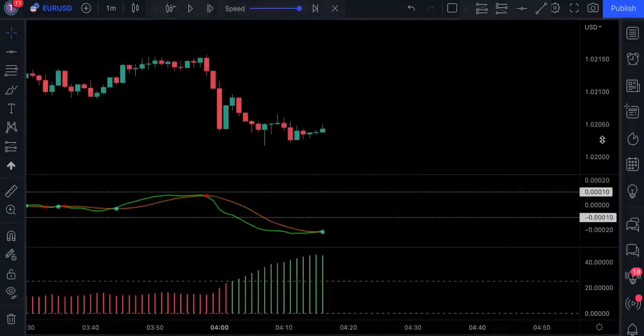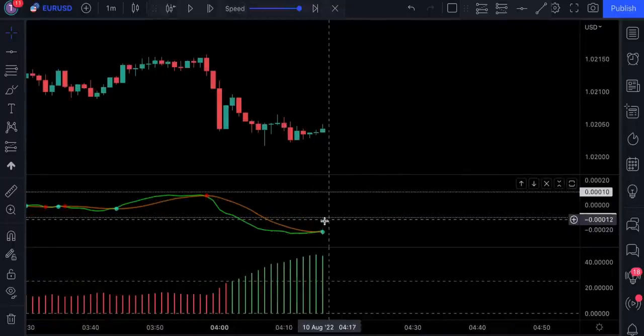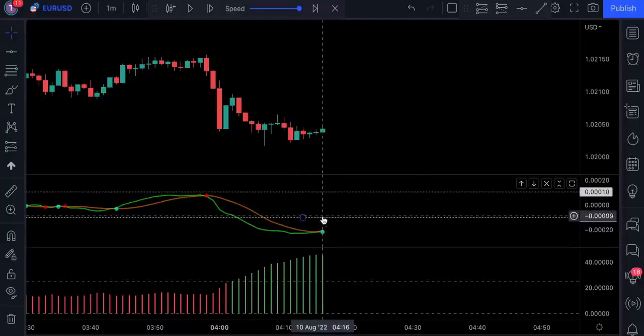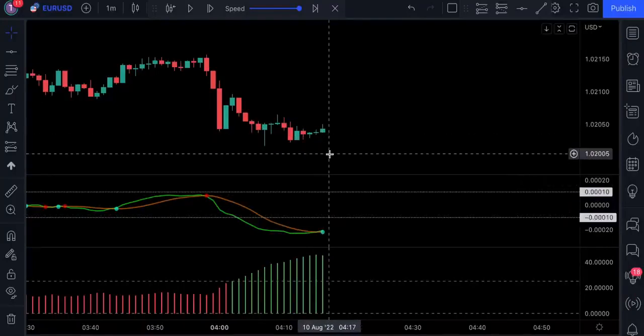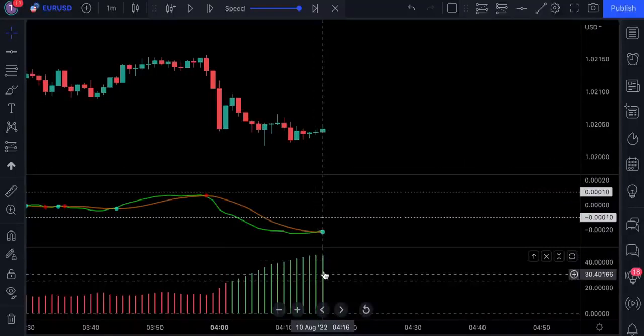Okay, so for a long position to be valid, we need to have a new blue circle appeared below the minus 0.0010 level. The blue circle indicates that the green line crossed above the orange line. And if this cross happens below this particular level, the security is considered oversold. And the second condition for entering a long position is to have the ADX multi-time frame indicator colored in green.